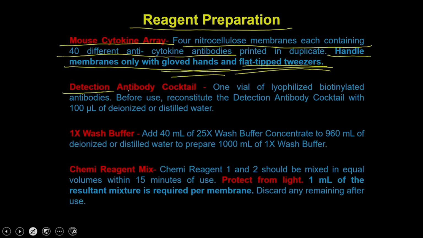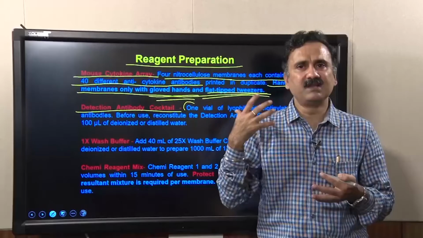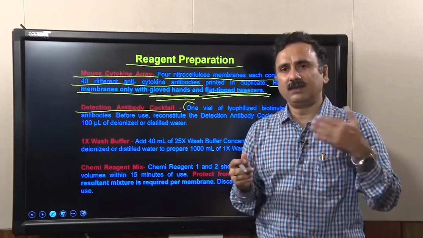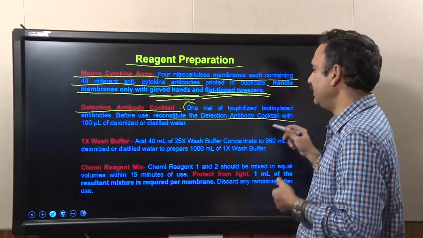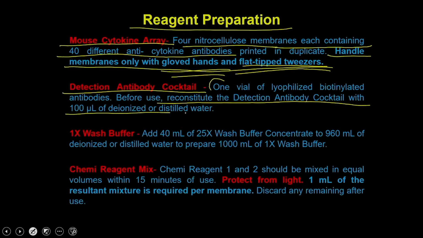Then you have to prepare the detection antibody. The company is going to give you a concentrated stock, and you have to simply dilute the concentrated stock and reconstitute it with the help of the buffers they provide, or you can use distilled water. Then you have to prepare the wash buffer and the chemi reagents, and all of these you prepare as per the instructions the company gives you in the leaflets.